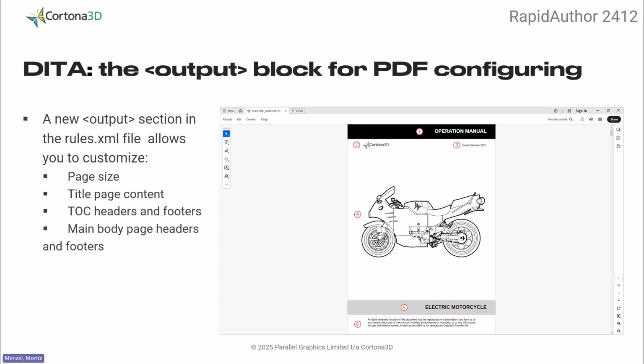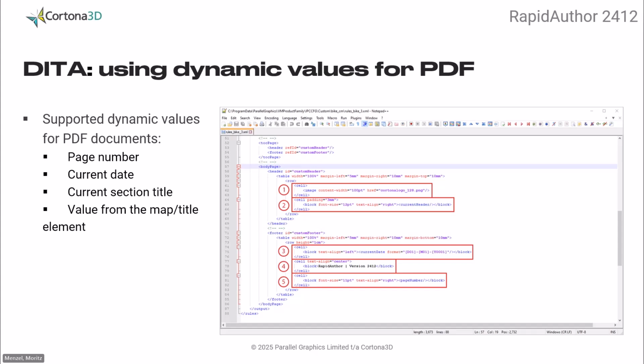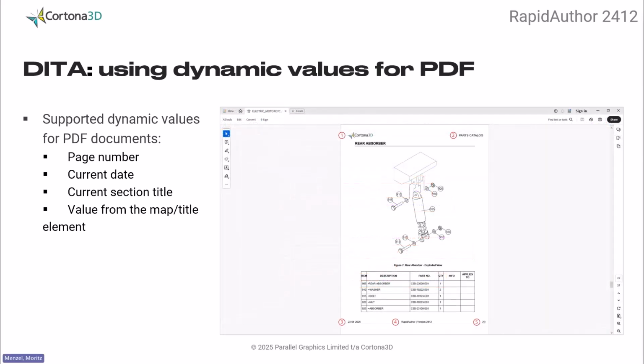You can also customize the headers and footers of the table of contents page and the main body page. Here we will show you how to define custom header and footer for the main body page and how to apply some dynamic values: page numbers, current date, and current section title. And this is how the resulting page might look. Custom logo and current section title in the header, and current date, page number, and other relevant information in the footer.